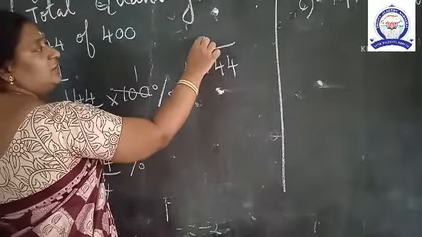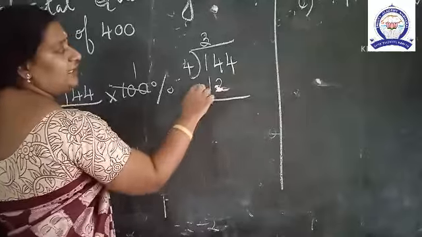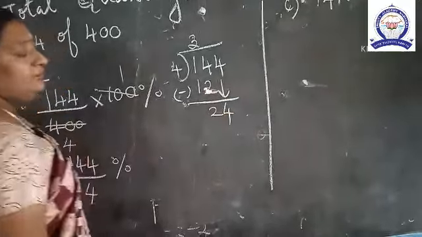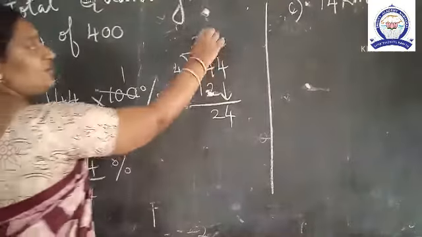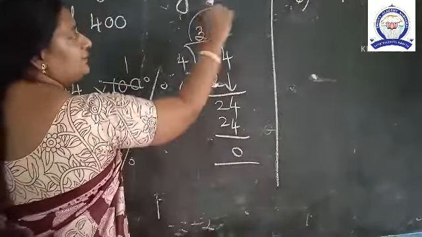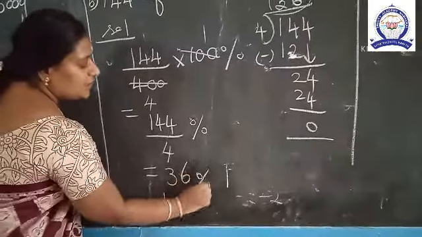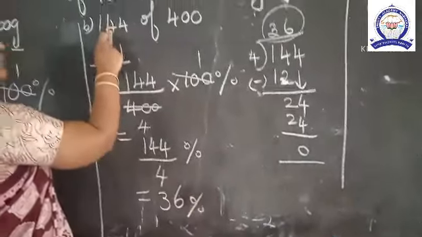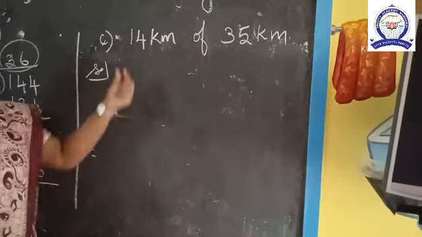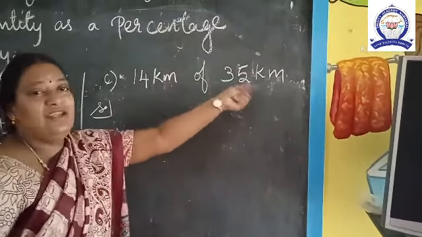4 threes are, so what is 4 threes are? 12. 14 minus 12 is 2. You bring down 4. 5 fours are 20. 6 fours are 24. So what is your answer? 36. 36 percentage is your answer of 144 of 400. Okay. Next third sum. What percentage of 14 kilometer of 35 kilometer?